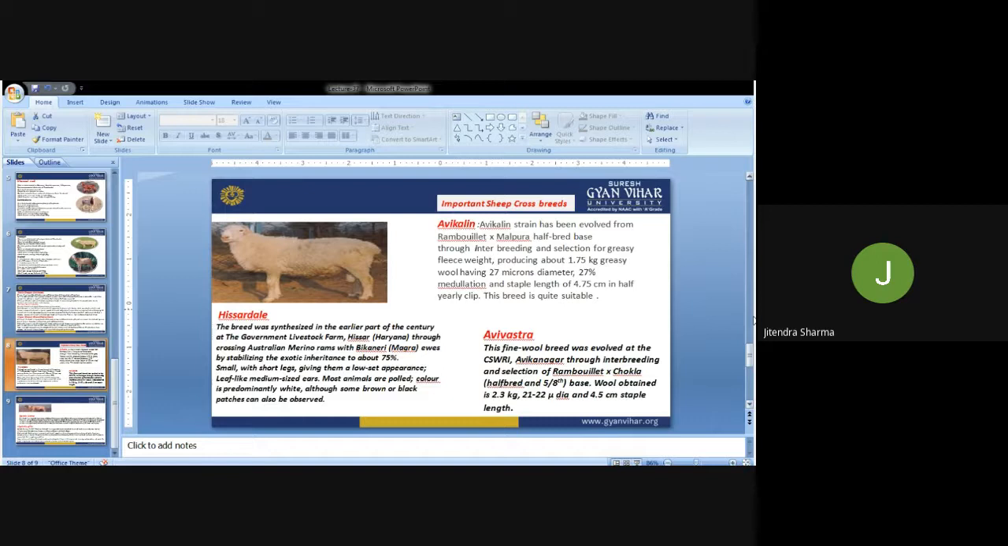This fine wool breed was evolved at CSWRI Avikanagar through interbreeding with selection of Rambouillet and Chokla. Chokla is one of the best breeds we have in our state. The wool of this breed is generally used for production of fine carpet. The female also gives milk to a certain extent, and the shepherds use the milk of this particular breed. Wool obtained is 2.5 kg, the fiber diameter is 20 to 21 micron, and the staple length is around 4.5 centimeter. So these are a few breeds.